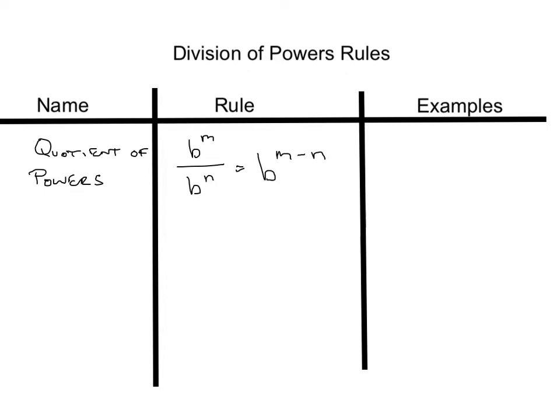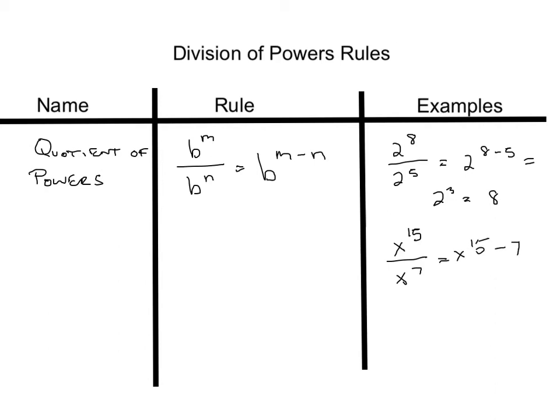So a couple examples might be 2 to the 8th over 2 to the 5th. Right, we just subtract those exponents. So we get 2 to the 3rd, which we can do a little bit easier. Right? So 2 to the 3rd is 2 times 2 times 2, which is 8. If we look at something with an exponent, x to the 15th divided by x to the 7th, simply x to the 15 minus 7, x to the 8th.